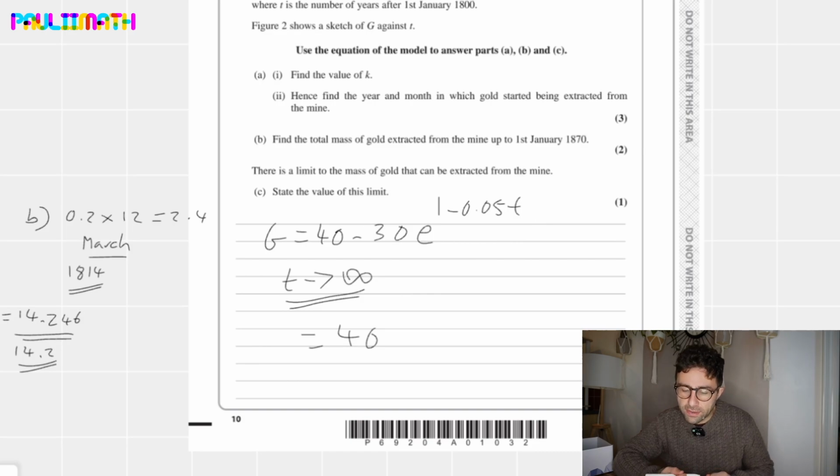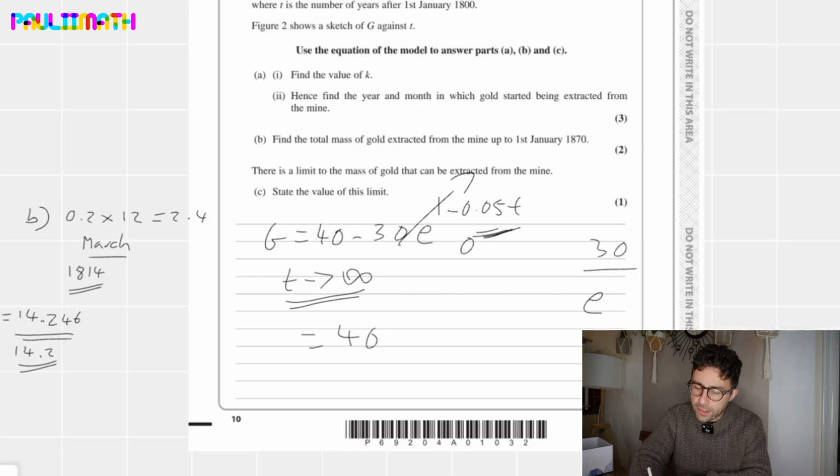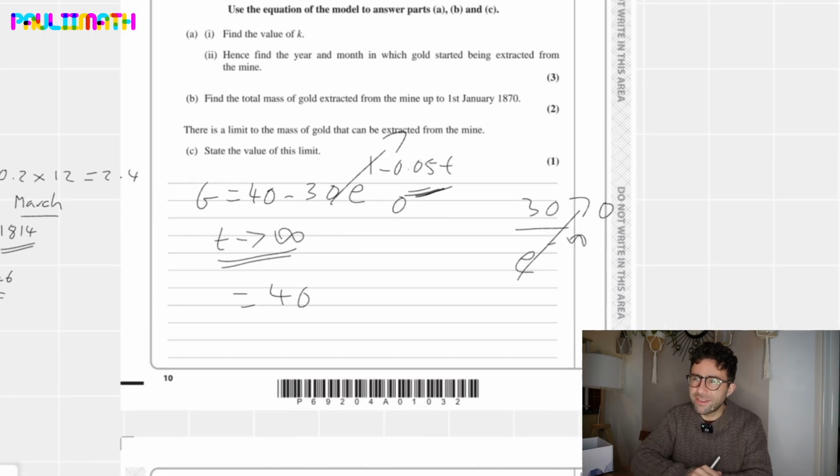Now I could take it apart and analyse it a little bit more. But basically, the 1 is going to be irrelevant. If t is 1,000,000, you get 1 minus 5,000,000. It doesn't really matter. So that goes to e to the minus infinity, which basically goes to 0. You could also think about it as 30 over e to the a very big number. When the denominator gets very big, the term goes to 0.